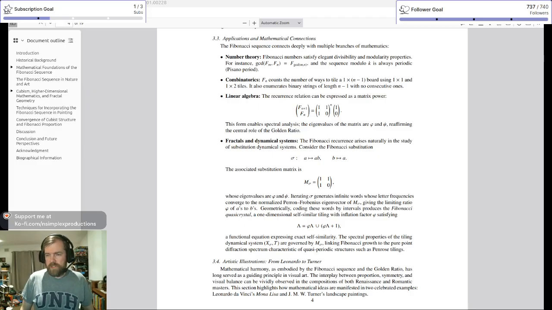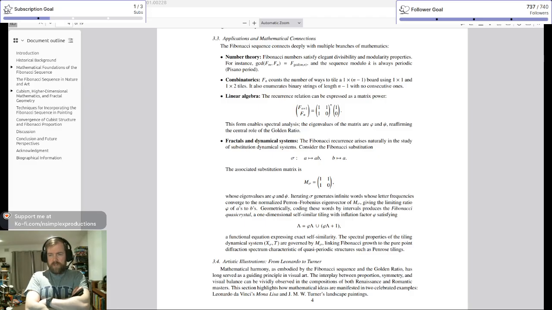Iterating sigma generates infinite words whose letter frequencies converge to the normalized Perron-Frobenius eigenvector of M sigma, giving the limiting ratio phi of A's to B's. Geometrically coding these words by intervals produces the Fibonacci quasi-crystal, a one-dimensional self-similar tiling with inflation factor phi satisfying lambda equals phi lambda union phi lambda plus 1. Functional equation expressing exact self-similarity.